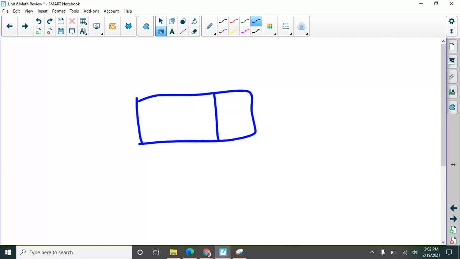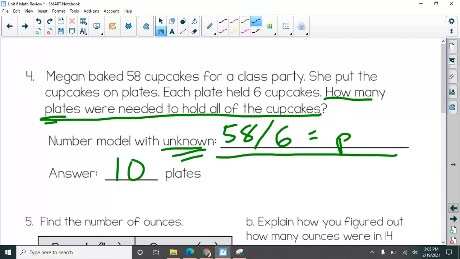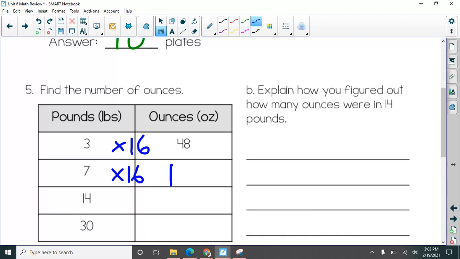16 times 7, 70 and 42. And then I add those up and get 112. This is the least fun conversion that we'll do in 4th grade. Pounds to ounces, times 16.